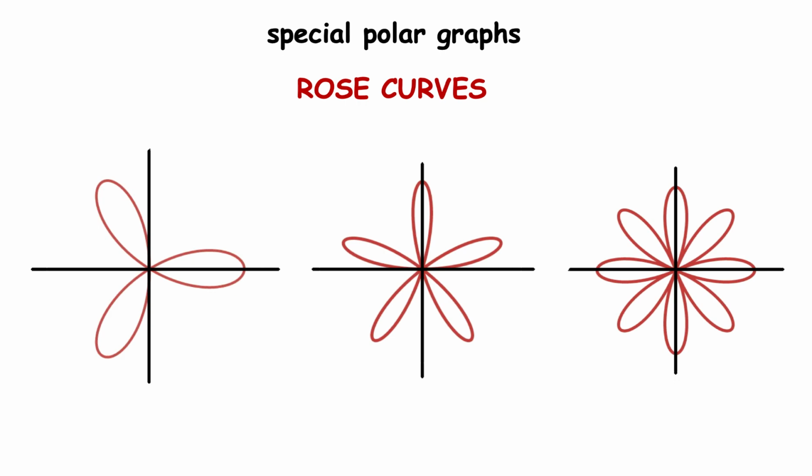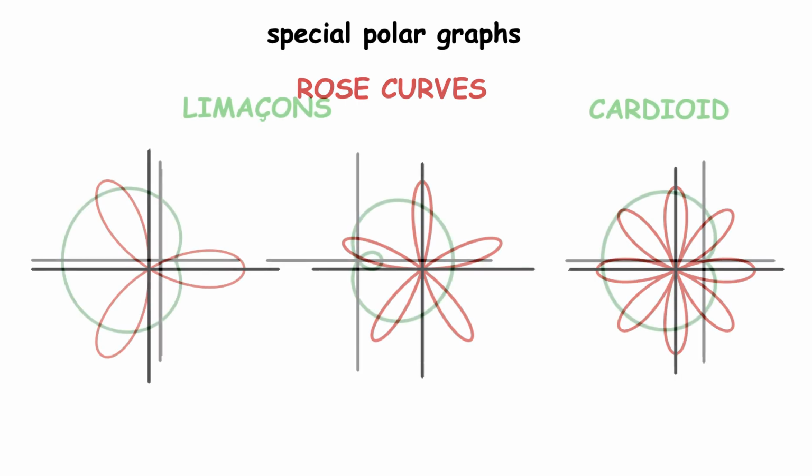All right, now on to some brainless slides. These are pretty rose curves. Polar graphs make some pretty neat shapes. Rose curves just look like flowers. They have different numbers of petals depending on the numbers inside the arguments.